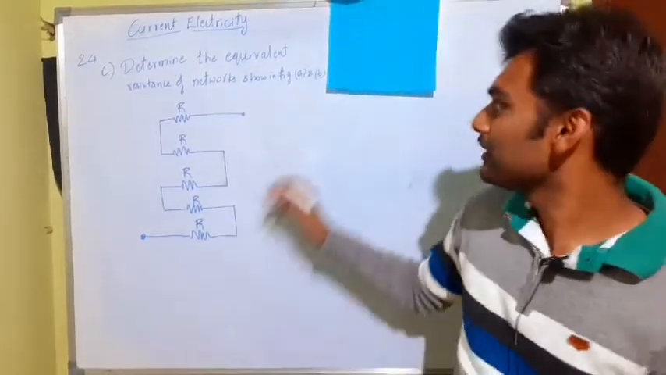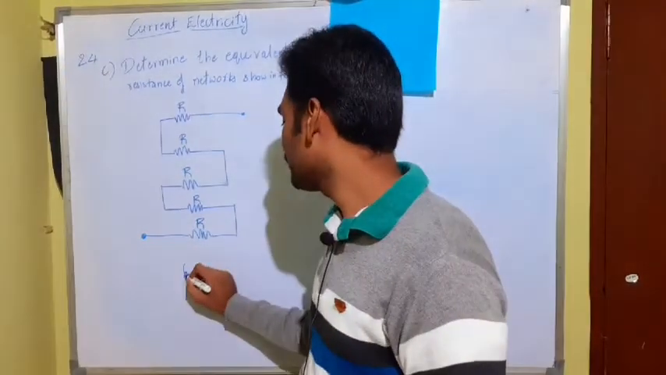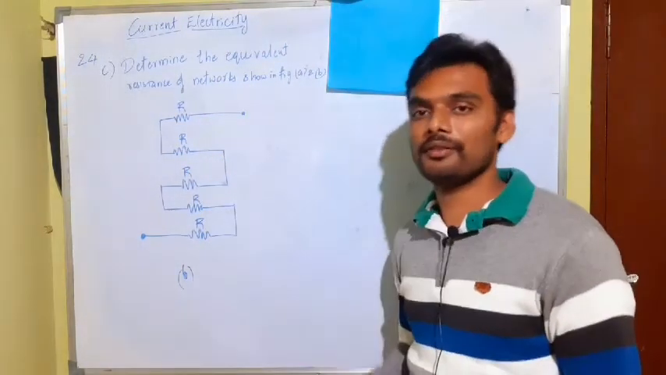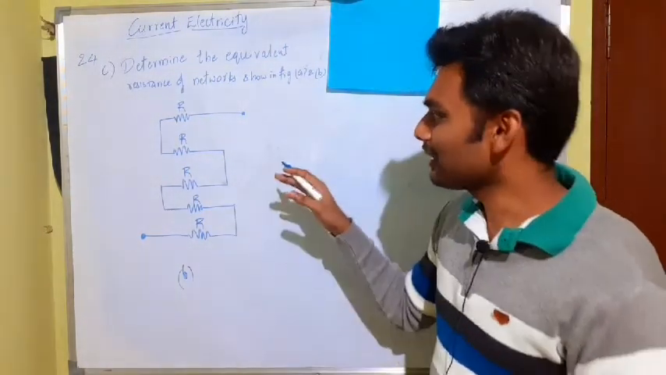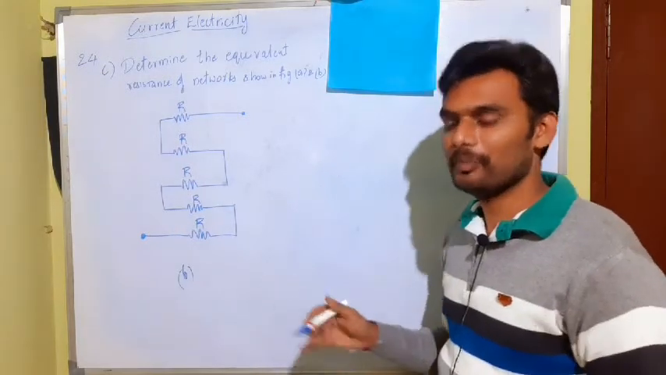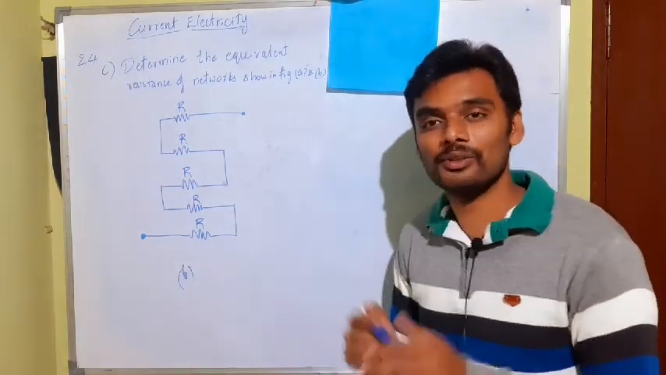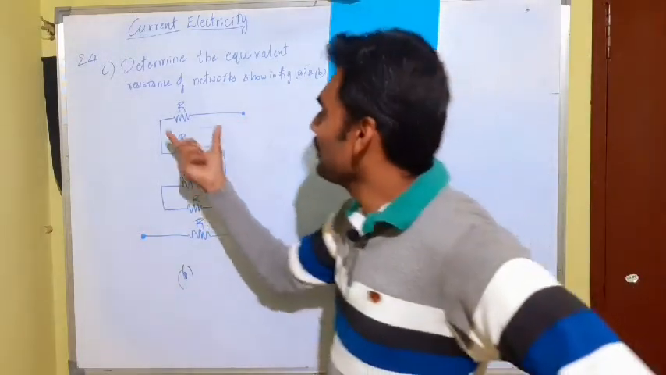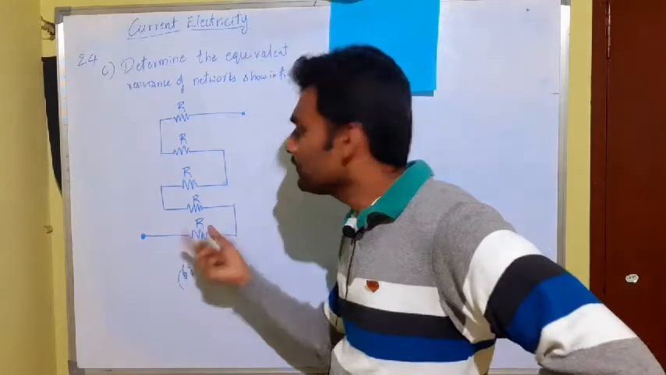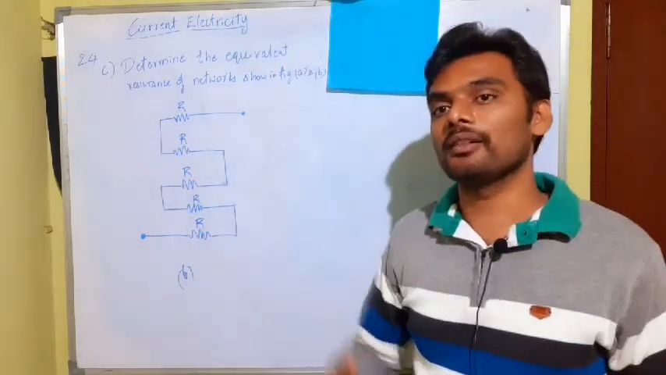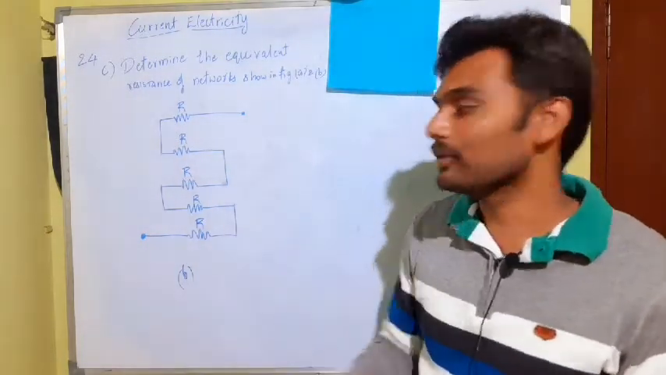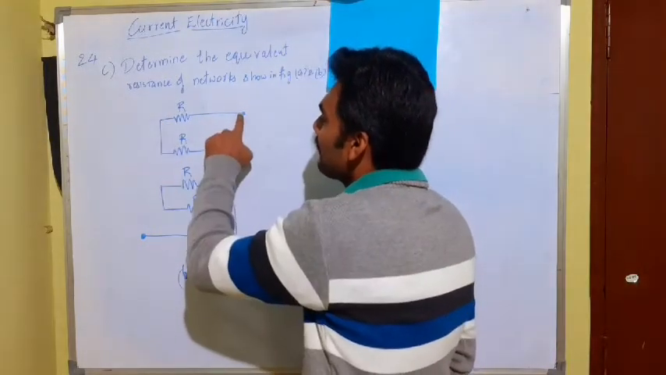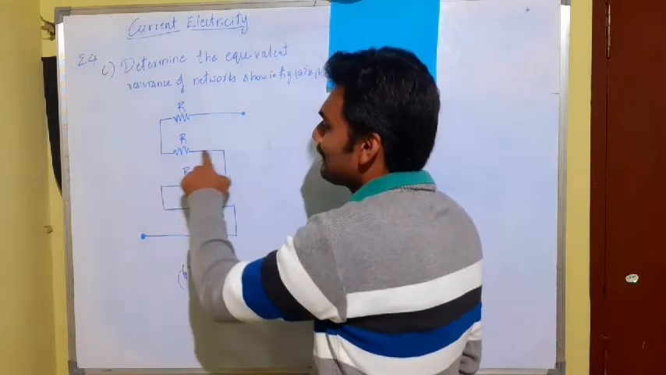So this is the figure B, the second circuit given for the same 24C question. The circuit seems to be very simple, but again, this is to check your understanding of series and parallel combination, because whenever we see resistors put like this, we suddenly assume that it is parallel. No, it is not. You should observe carefully. They are not connected end to end. They are connected in series like this, isn't it?